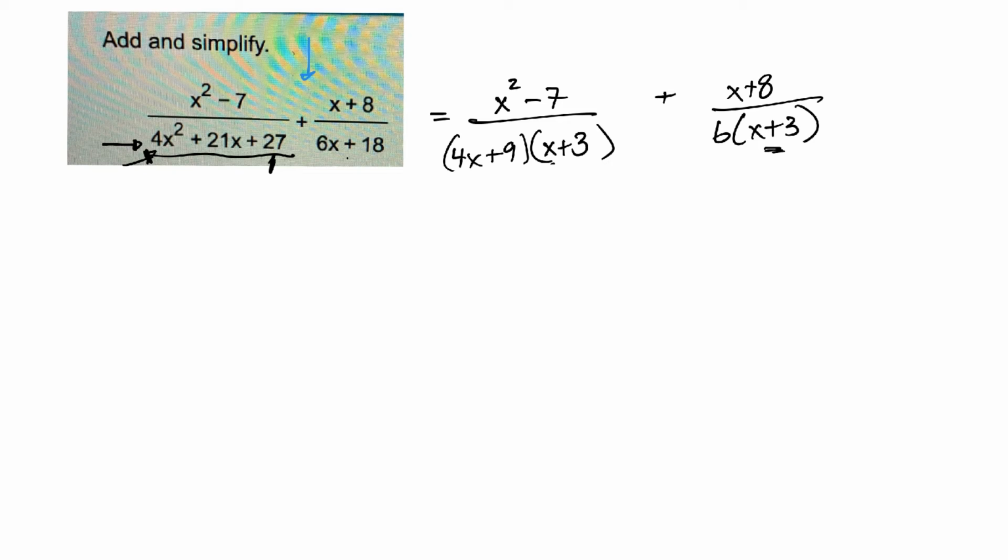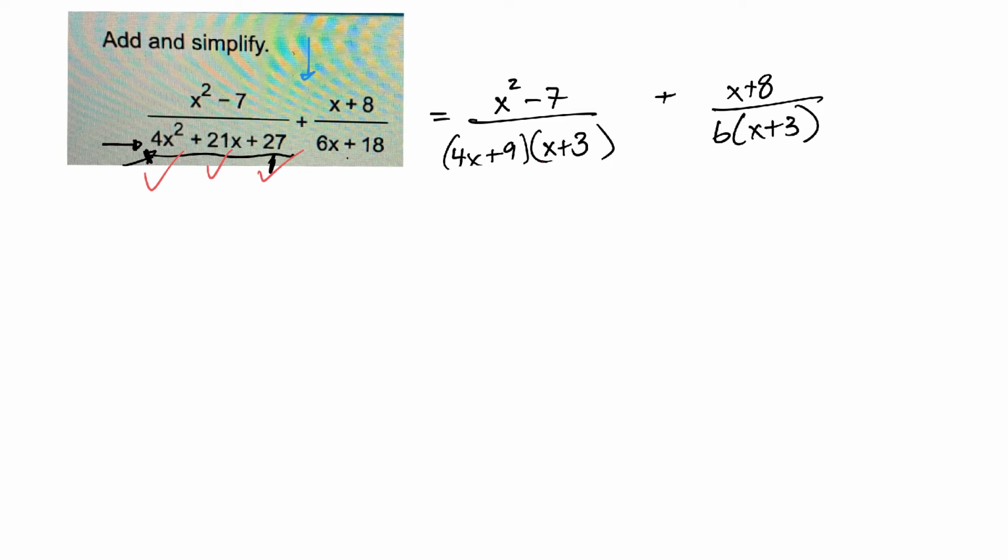Okay, let's just check that. So 4x squared, yeah. This would be 12x, and this would be plus 9x. If you add those, you get 21. Yeah, that worked. And 9 times 3, 27. Yeah, so that's correct. Good. Okay, so I've factored the bottoms.